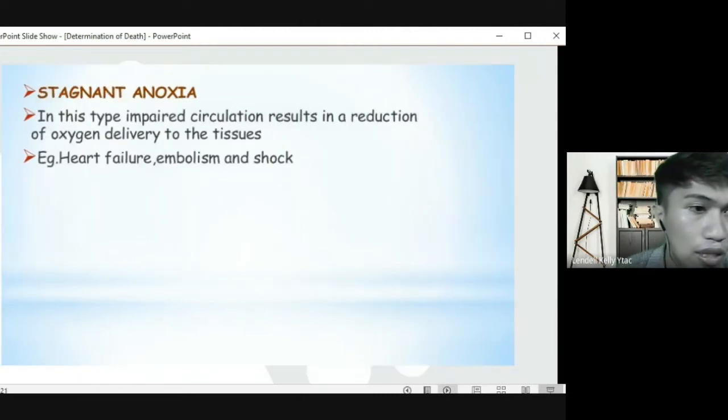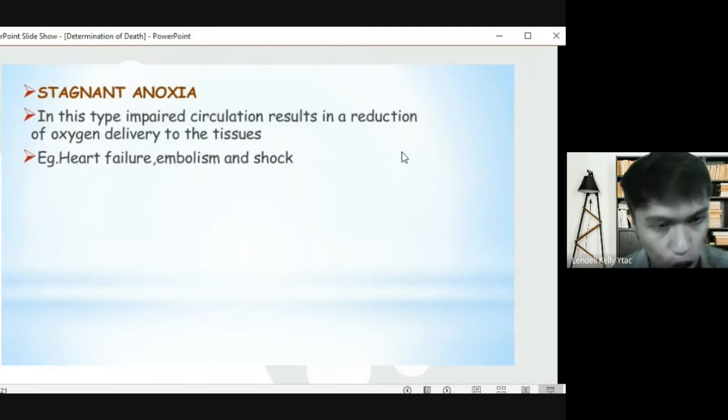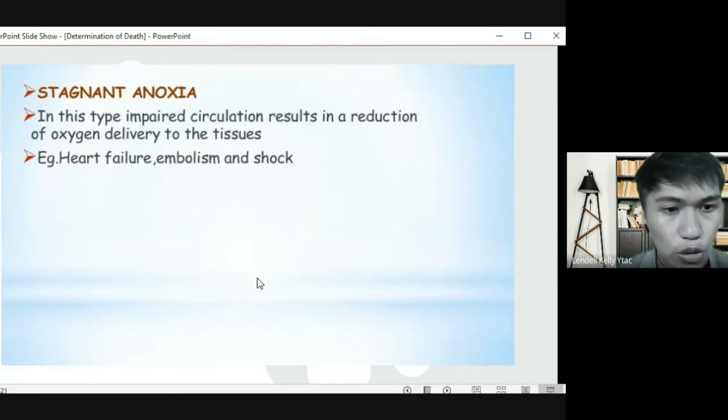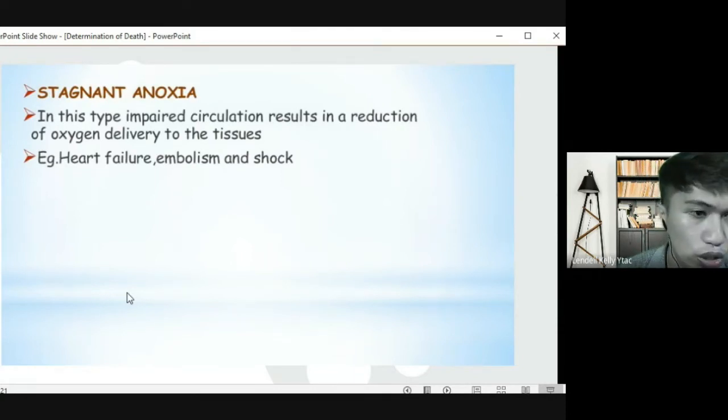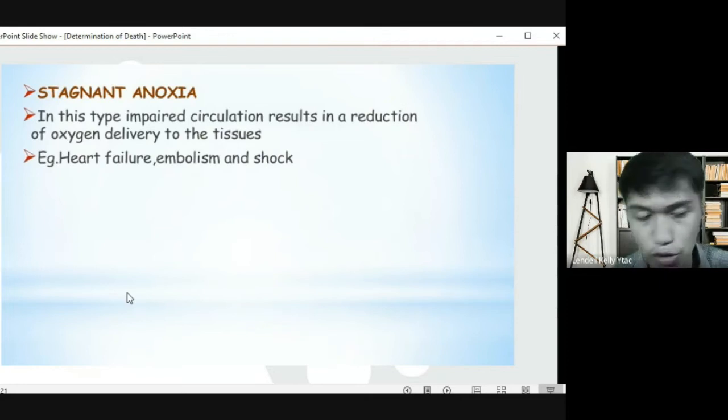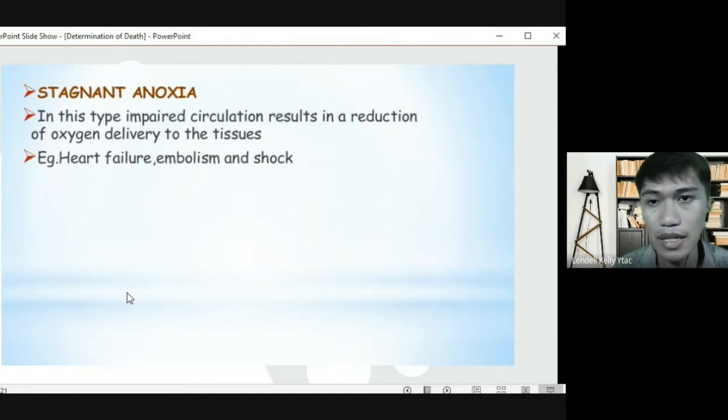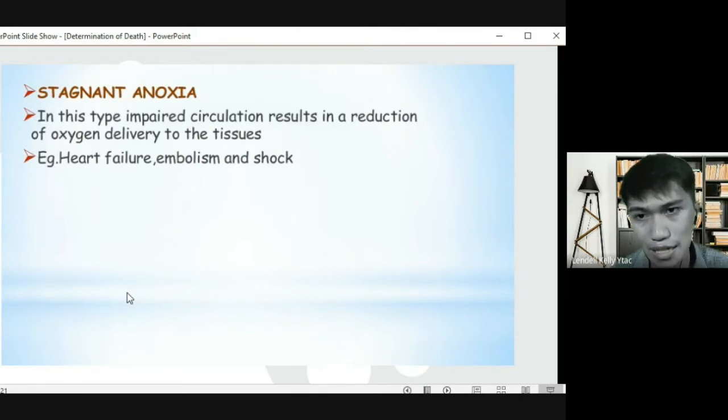Okay, so we have also stagnant anoxia. This is a type in which impaired circulation results in reduction of oxygen delivered to the tissue. One typical example of this is myocardial infarction, or yung tinatawag nating heart failure or heart attack. Then we have also embolism, no? Yung embolism in layman's term, ano siya, blockage of the blood vessels. Maybe due to air, maybe due to blood clots, maybe due to fats, and maybe due to amniotic fluid. So that's why marami ang cause ng embolism. So most likely it is a blockage.